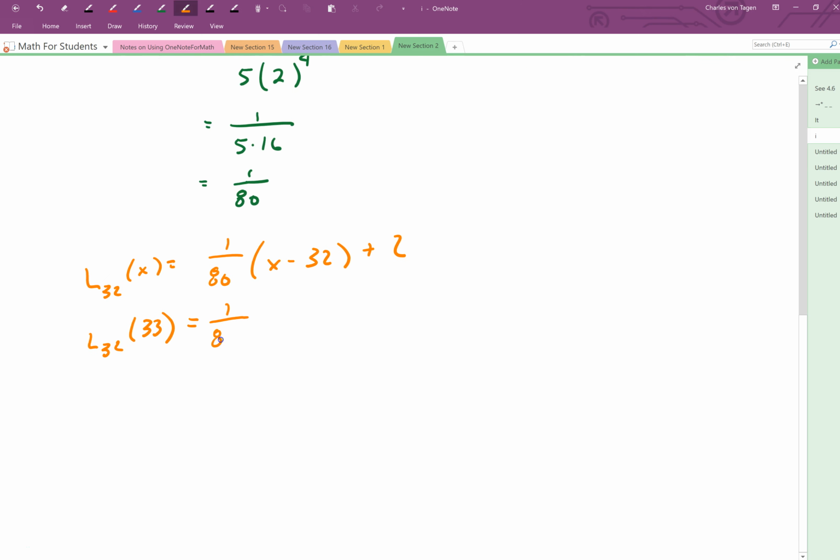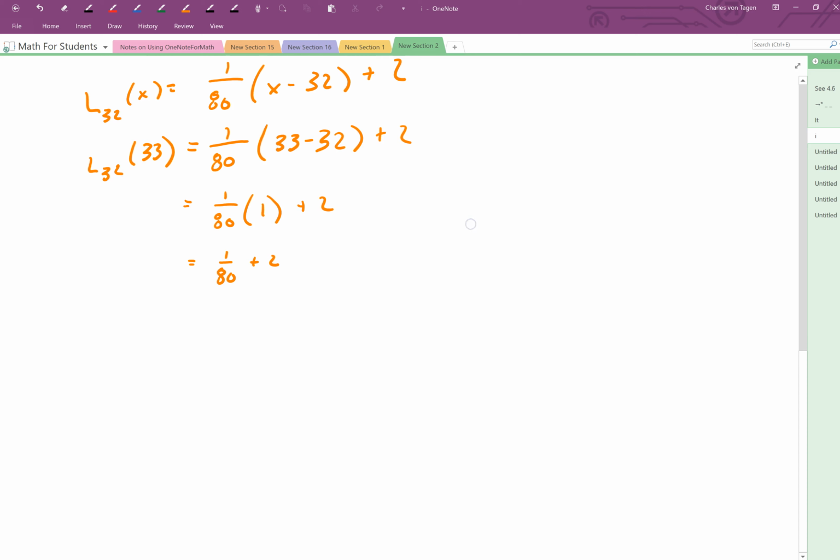I know that sometimes this gets lost on us as we're working through the calculations. Notice that once I built my linearization, once I have this function right here, the only thing I have to do in trying to determine what the fifth root of 33 is, is some subtraction, some multiplication, and some addition. That's far easier than actually doing the fifth root operation. Okay, so we get 1 over 80 times 1 plus 2, so we get 1/80th plus 2. Let's go ahead and get those as a single fraction. So it'd be 1 over 80 plus 160 over 80, which is equal to 161/80ths.